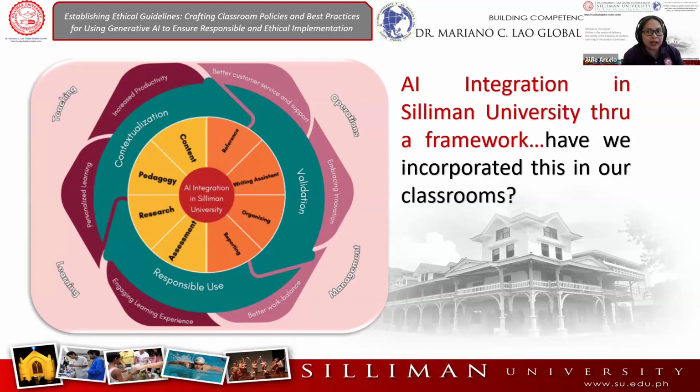And then for the administration side and the staff and the management, we have also here the orange portion, no? So we have here reference, writing assistance, organizing, and of course reporting. So this all will help us in contextualization, no? It has to be contextualized for validation, these AI tools. And of course, there should be responsible use also of the tools. And what's good about it is this could be our anchor on how we would be able to incorporate our own AI classroom policies, no?